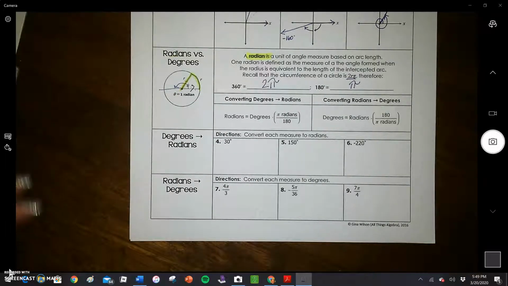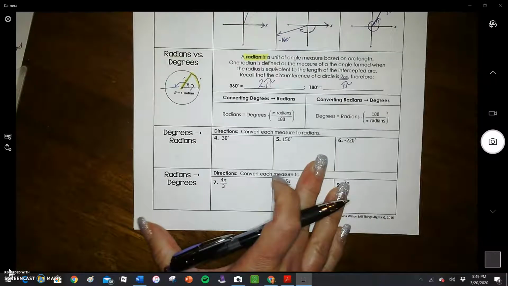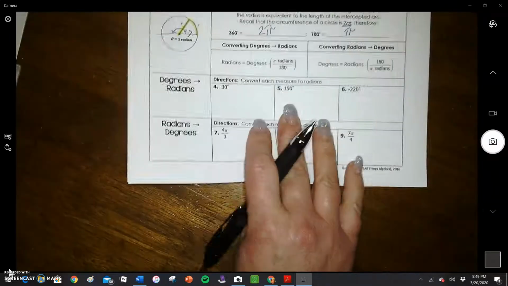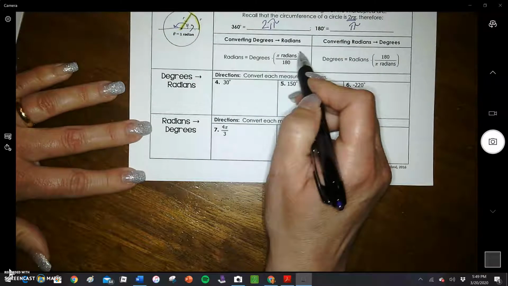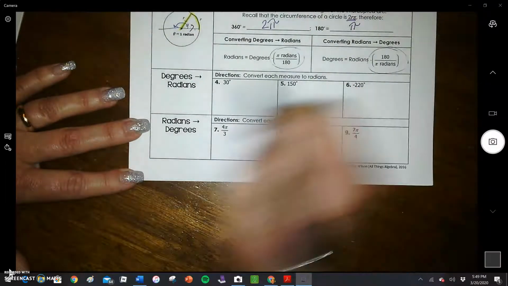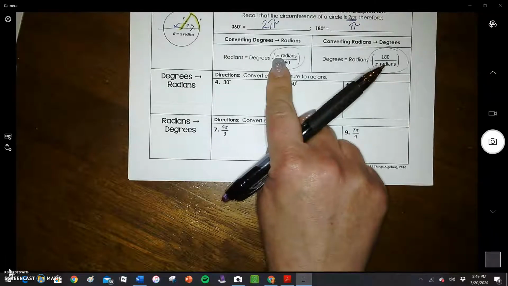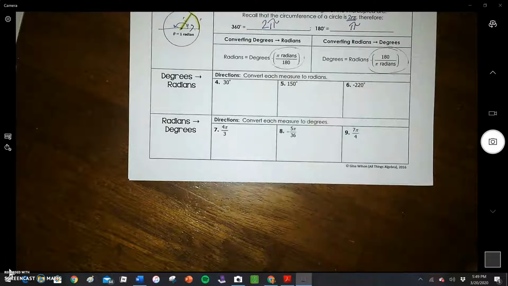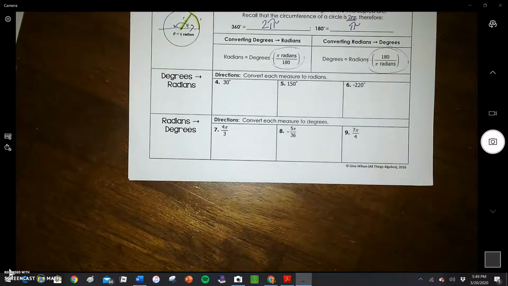Sometimes you're going to have to convert between degrees and radians, okay? And when you go to convert, there's actually some really easy conversions that you're going to do. You're either going to multiply by pi over 180 or you're going to multiply by 180 over pi. Because for every pi radians that you go, that's 180 degrees, okay? So this is basically multiplying by 1. And remember, when you multiply by 1, you don't change the value.